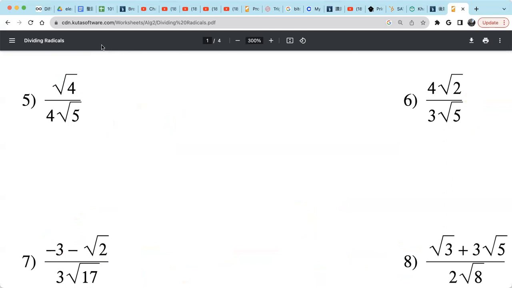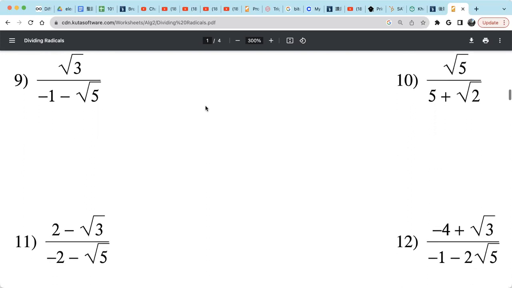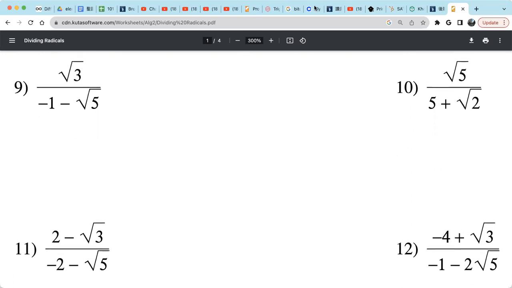Now let's see, the denominator has 2 terms. Right? Now what's the difference? The denominator will have 2 terms now. For 9 and 10, the numerator is just 1 term. Right? But the denominator has 2 terms of -1, negative square root 5. How do we get rid of this radical sign? If we only multiply by square root of 5, it won't work anymore, right? Because if we only multiply by square root 5, -1 times square root 5, we still have square root 5 in the denominator. So how do we get rid of this?